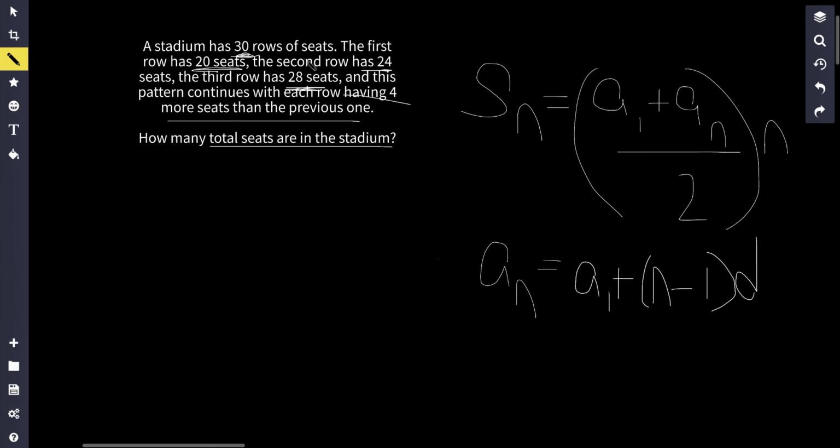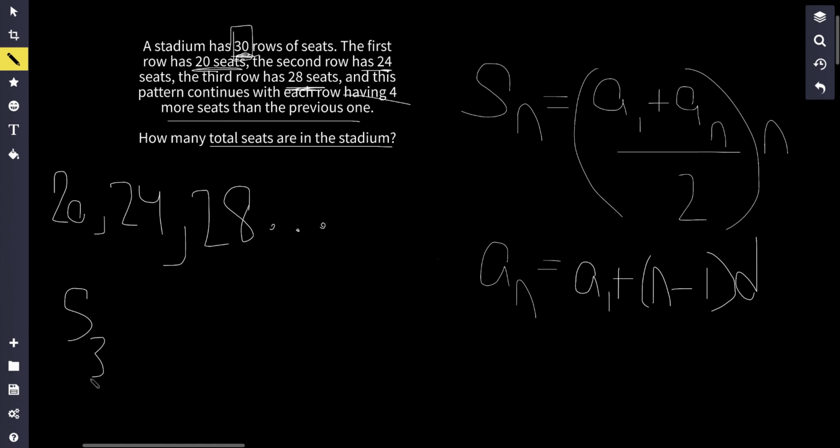Well, all right. So we know that the first row has 20 seats. Second row has 24. Third row has 28. And this goes all the way on until my 30th row, right? So in this case, what we want to do is find out the sum up to the 30th term, because there's 30 rows of seats, right? Therefore, there's going to be 30 terms, right?